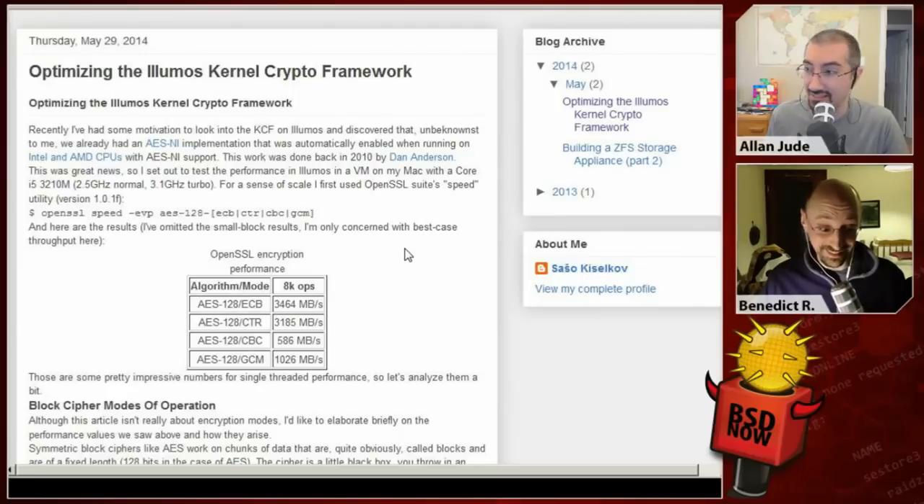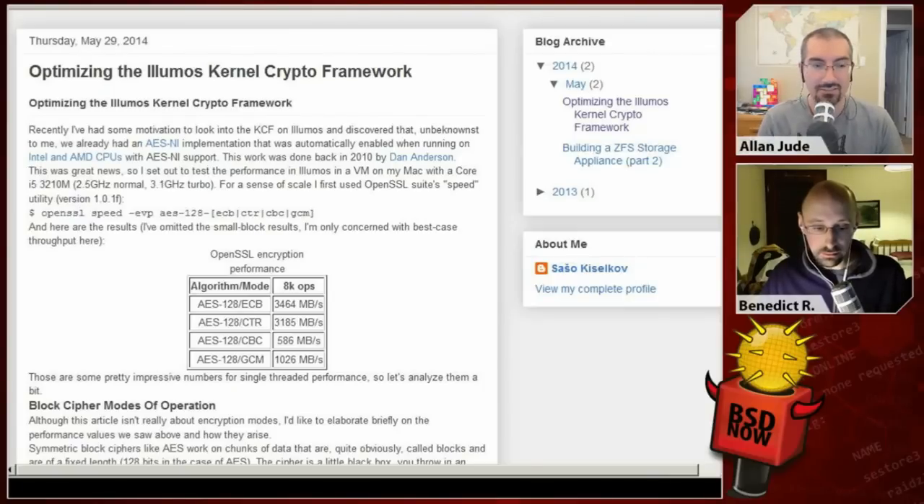But he worked on things like LZ4 and a bunch of other interesting bits in ZFS. And the trim. He's working on trim support. Now, FreeBSD has had trim support, but this will be even better, and it'll be universal across all the different OSs of ZFS, so it'll be really nice to have. So anyway, he says, recently I've been motivated to look at the kernel crypto framework in Illumos and discovered that, unbeknownst to me, we already had an AES-NI implementation, and it was automatically enabled if you were running on an Intel or AMD CPU that had the feature flag. This work was done back in 2010 by Dan Anderson.